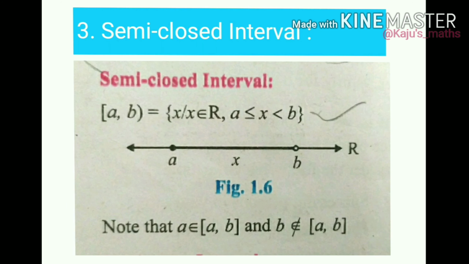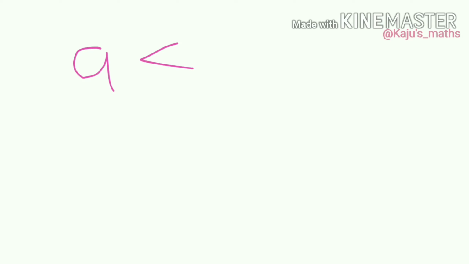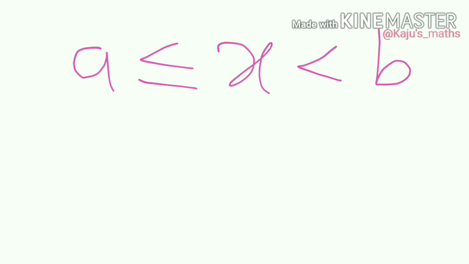The third type of interval is the semi-closed interval. Okay, guys, so what is a semi-closed interval? By the name you can get the idea, but let's see. The set of all x such that x belongs to R, and the property is a is less than or equal to x and x is less than b. So here the important condition you need to remember is a is less than or equal to x, but x is strictly less than b.